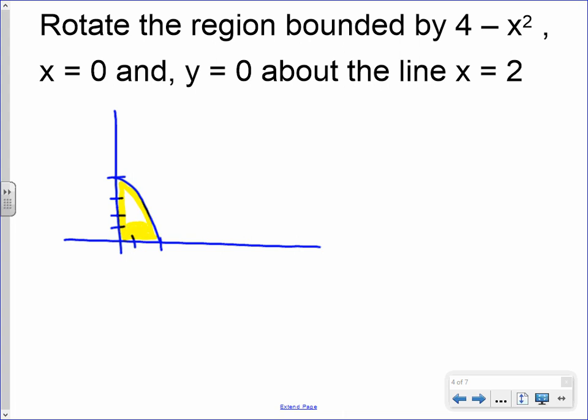Okay, does your picture look like my picture? Okay, and we are going to rotate it about the line x equals 2.